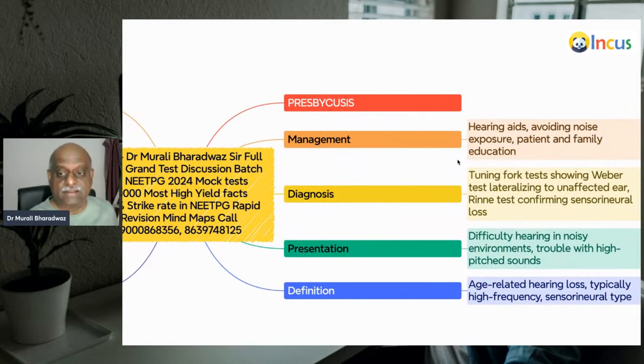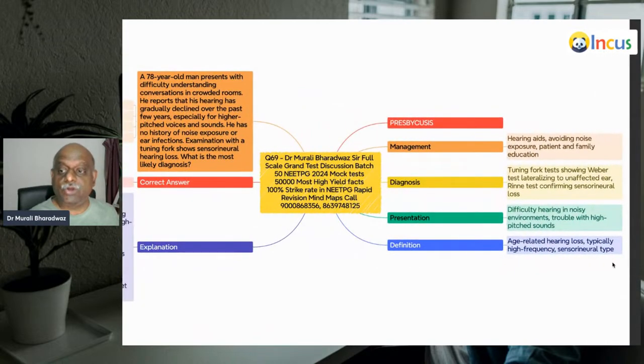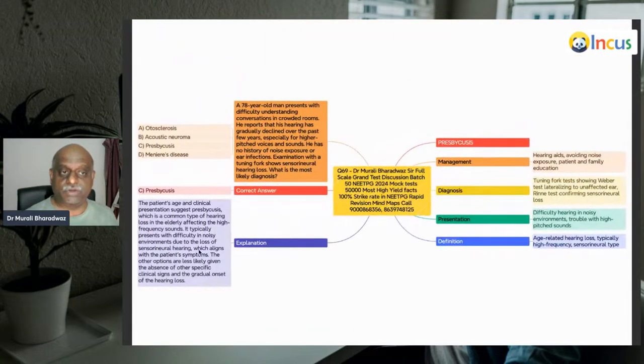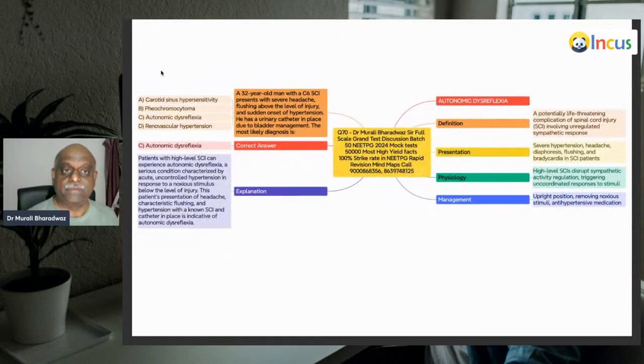Presbyacusis is what you need to remember. So, the point of interest here is that age-related hearing loss is typically a high-frequency sensorineural type of hearing loss, is what you have to basically remember.